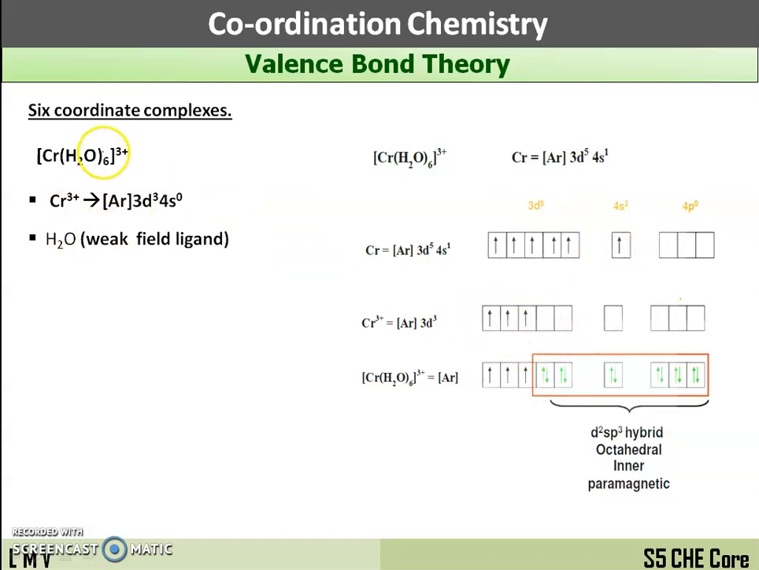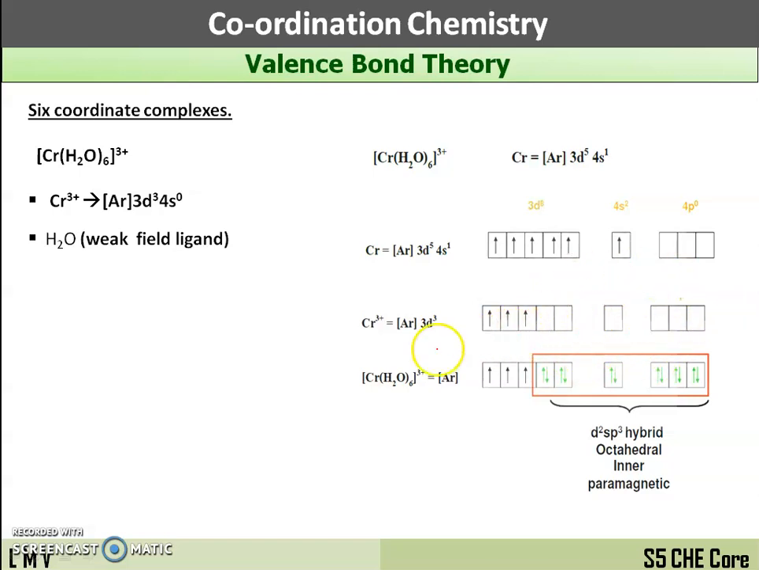Now the next step is to see who the ligand is. Here water is the ligand. We know it is a weak field ligand. How many are there? It is 6. Obviously it's a six coordinate complex, so 6 ligands are approaching Cr3+. How many hybrid orbitals do we need? 6 hybrid orbitals, for the 6 H2O ligands: 1, 2, 3, 4, 5 and 6.